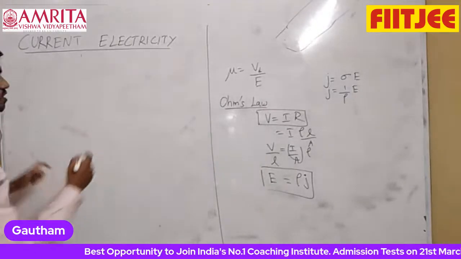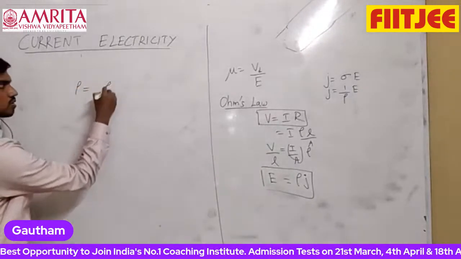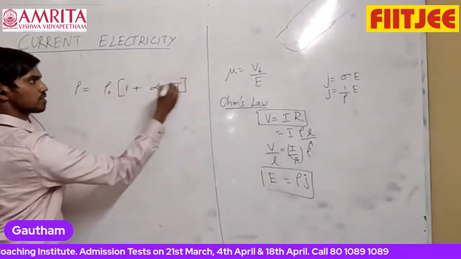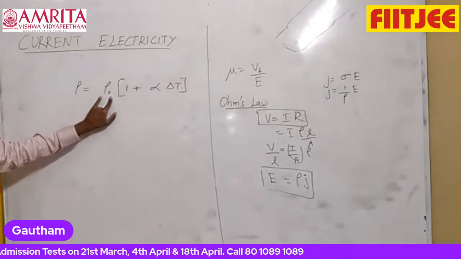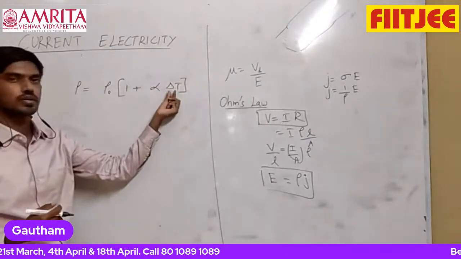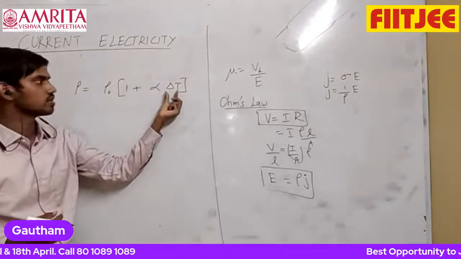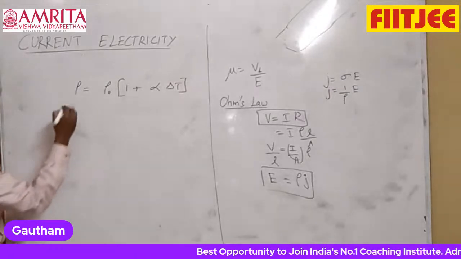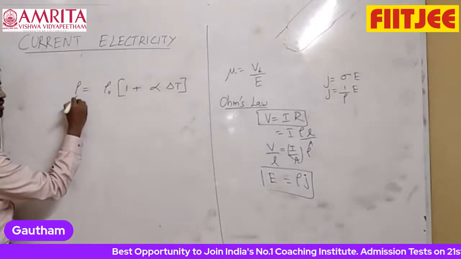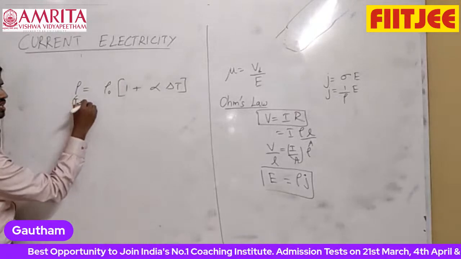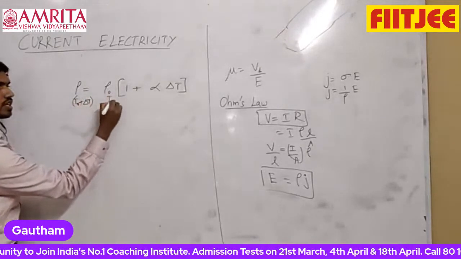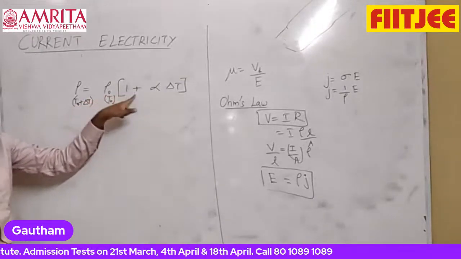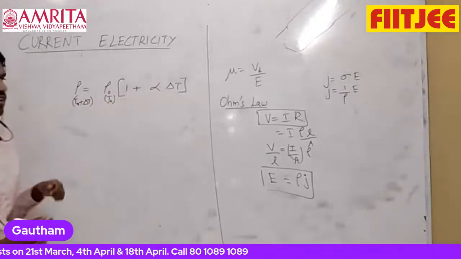So variation of resistivity with temperature is rho naught into 1 plus alpha into change in temperature. So rho naught is the initial resistivity. If you increase the temperature of the conductor by delta T, then this will be the new resistivity. This is at temperature T naught plus delta T, and this is at temperature T naught. So increasing by delta T, the resistivity gets multiplied by 1 plus alpha delta T.